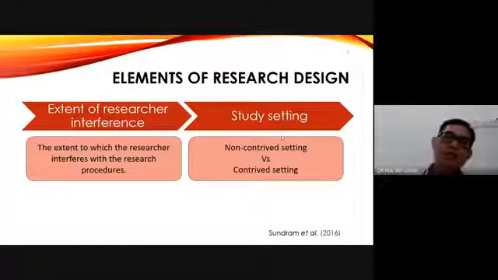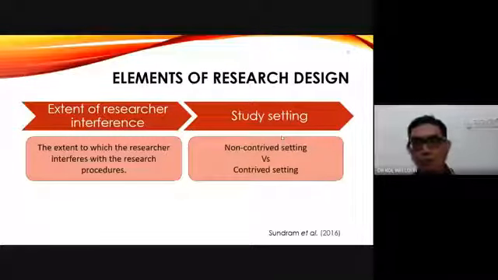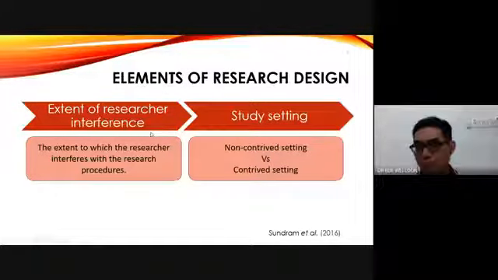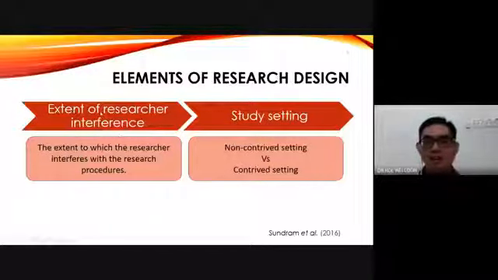But if you are conducting an experiment, or a focus group discussion, interviews, and so on, then your interference might be greater. That means the level of interference might be higher. So if the extent of interference is greater, the study setting would be a contrived setting. So they are interrelated to each other. You have to make sure that what you write in your extent of researcher interference is relevant to your study setting. This is very important.